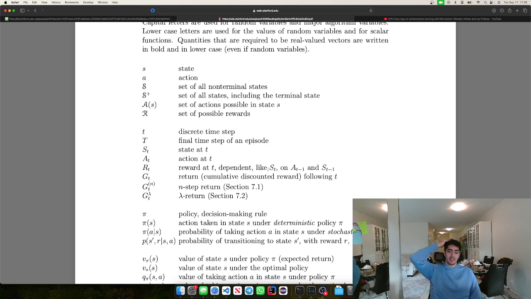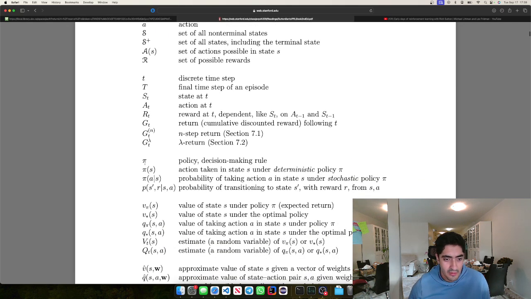Cumulative discounted reward is G_t, and the n-step return is G_t:t+n. G_t^lambda is the lambda-return. Pi is policy, a decision-making rule. Pi of s is the action taken in state s under deterministic policy pi. Pi of a given s is the probability of taking action a in state s under stochastic policy pi.